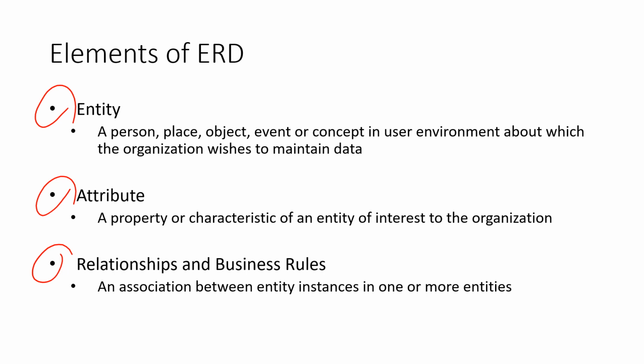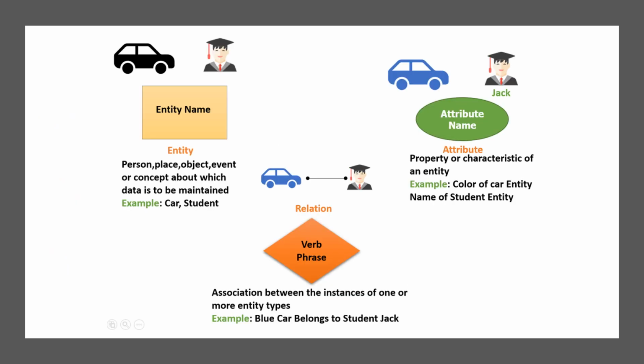Okay, and when we want to connect one or more entities, we need an association. So this is named as a relationship, and the relationship has something to do with the business rule. The business rule is used to identify the relationship between an entity and another entity. So this illustration gives a better understanding of the entity, attribute and the relationship. Okay, so entity name is an object, for example car, student, book, room, building and many more.